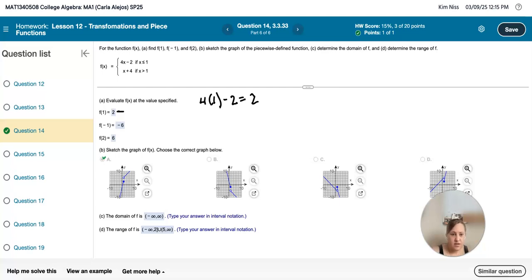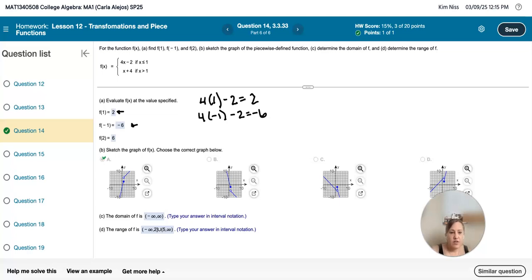Next, actually, that's supposed to be an arrow. Next, we have to evaluate f of negative 1. So again, you have to evaluate your if statements. If x is less than or equal to 1, or if x is greater than 1. Well, clearly, negative 1 is less than or equal to 1, right? So it's, again, a matter of plugging in that value for x. So we have 4 times negative 1 is negative 4. Negative 4 minus 2 is negative 6. And so that is how we got negative 6.